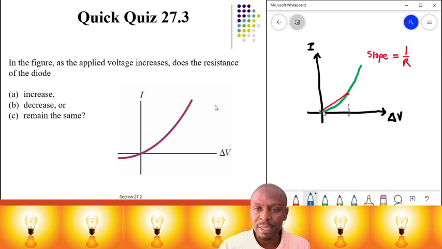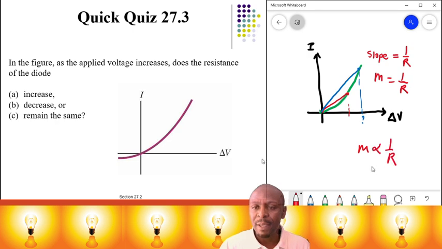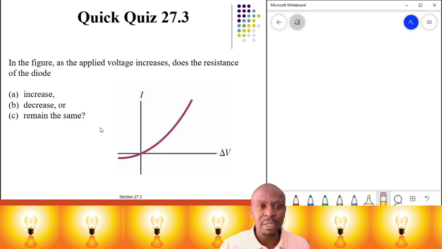Now let us take another, higher slope. If I go up, actually increasing the change in V, the slope of that graph will also be increasing. The slope is nothing else but m, where m equals 1 over r. Therefore, do you see that the slope m is inversely proportional to r? When the slope increases, the resistance is going to be decreasing. As a result, the answer for that quick quiz must definitely be B.